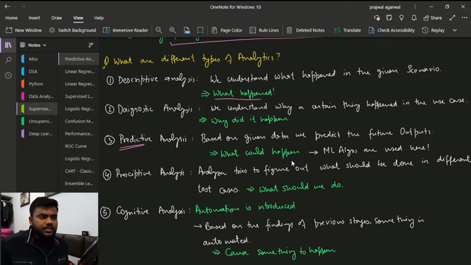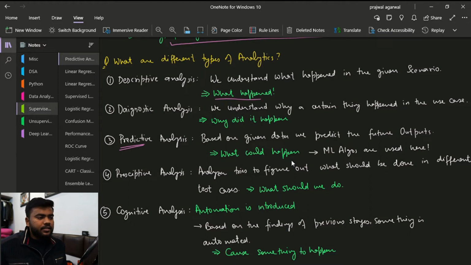The third type is the predictive analysis. As the name is suggesting, we are trying to predict something. Okay, so given the historical data, given the data from the past, we are trying to generate the result for the future events or the events that have not happened yet, and this is where machine learning algorithms are used.